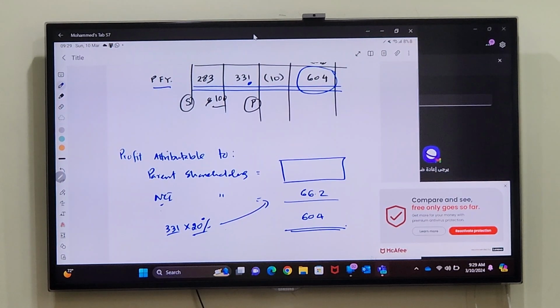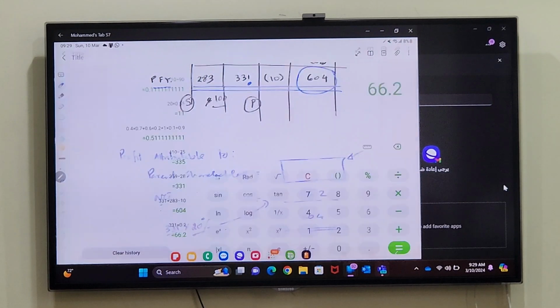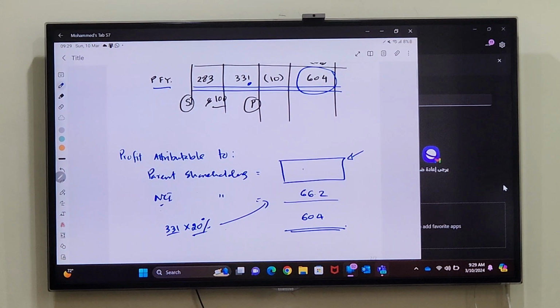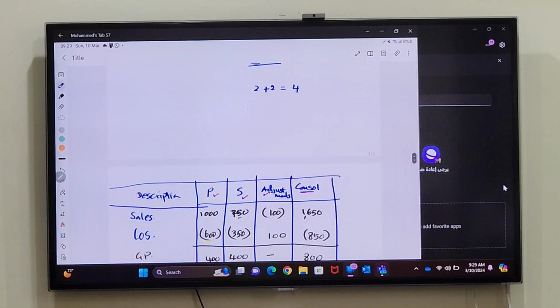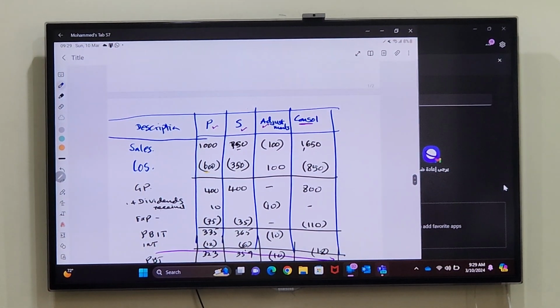Anyway, the balancing figure is 604 minus 62.5, which is 541.8. Remember, this is the profit for the year. Now, this we have done with the profit and loss account. Then, we need to prepare the balance sheet.